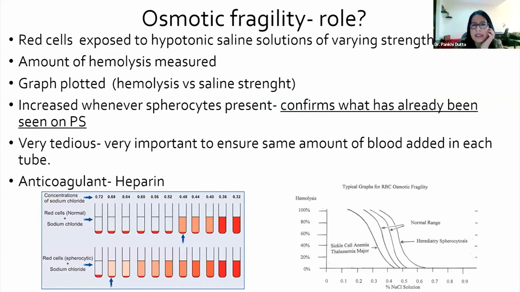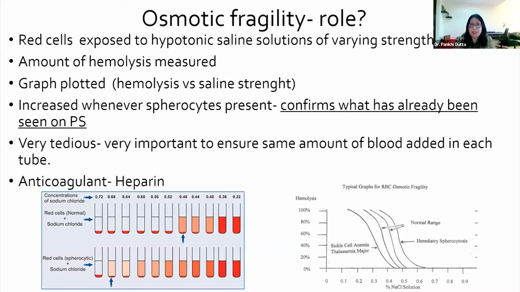So we all have heard and we know about the osmotic fragility test and what is its current role now. Now, in osmotic fragility, it's nothing but red cells are exposed to hypotonic saline solutions of varying strengths. Hypotonic means we reduce the strength of the saline solution and we expose the red cells. We take a whole series of tubes, add the same amount of red cells to each tube, and we look for hemolysis. Because normal RBCs have a little bit of extra membrane.